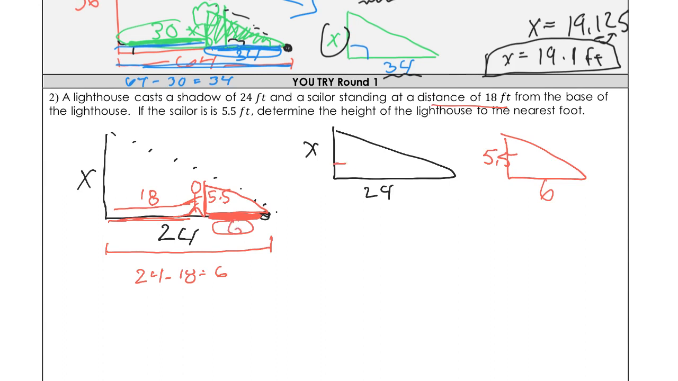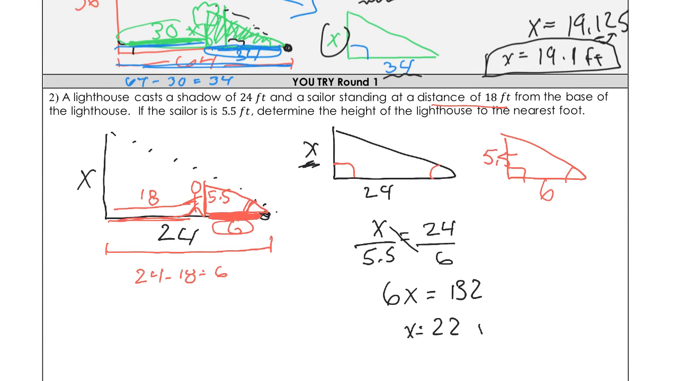Now I just have two similar triangles because these are both 90-degree angles, and this angle is the same in both triangles. So if two angles are the same, they're similar, I just got to set up a proportion. So heights on top of each other, x over 5.5, equals shadows on top of each other. I started with x, so I got to put the 24 on top of the 6. So I got 6x equals 24 times 5.5, 132, divided by 6. So the height of the lighthouse is 22 feet.